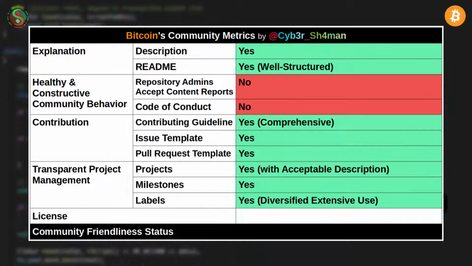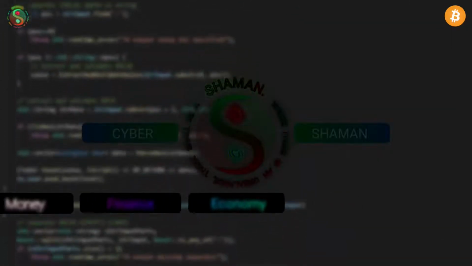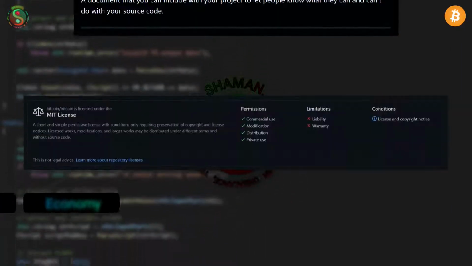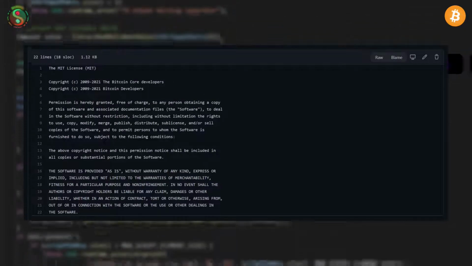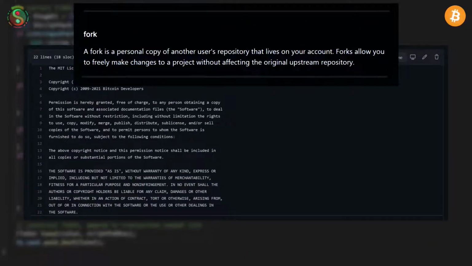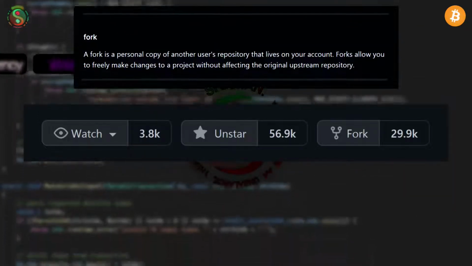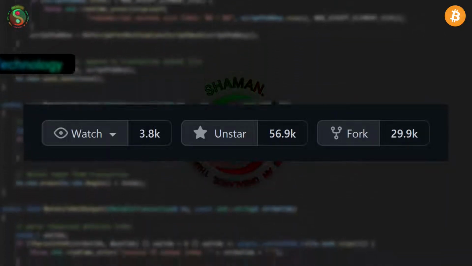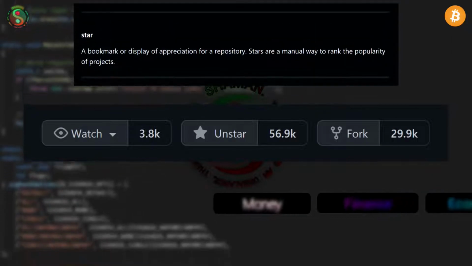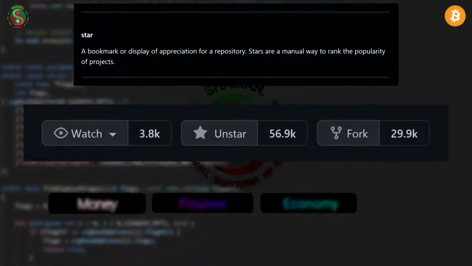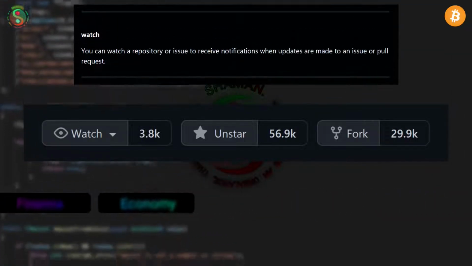Now let's see what we can do with the repository and what we can't do. The repository uses the MIT license, which gives a lot of freedom to those who want to fork it. And more than 29,000 users have forked it. Also more than 56,000 users have shown their love for this project by giving it a star. And approximately 3,800 users are watching it closely.